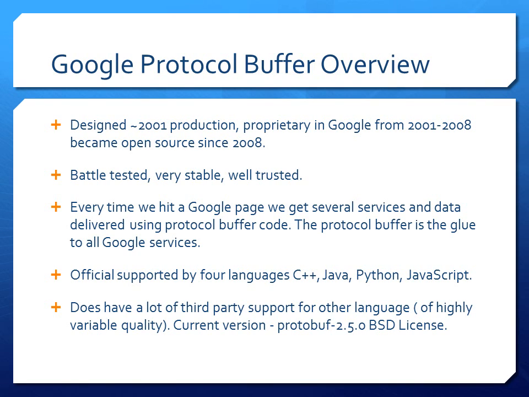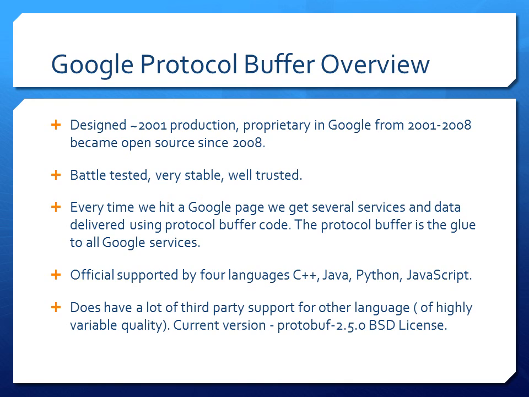Okay, so the Google Protocol Buffer, what it is: it was designed in 2001 as a proprietary format for Google, and later in 2008 became open source so that everybody can use it. It's battle tested, very stable, and a very well trusted method for data transfer and serialization. Every time we hit a Google page, we're going to see several services and data delivered using the Google Protocol Buffers. It's basically the glue that holds all of Google's services together today.